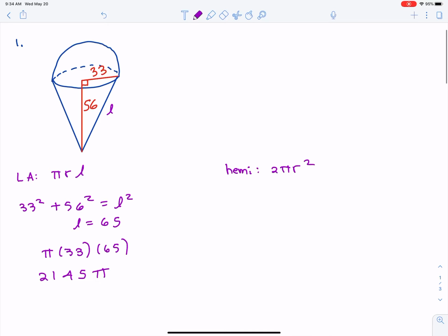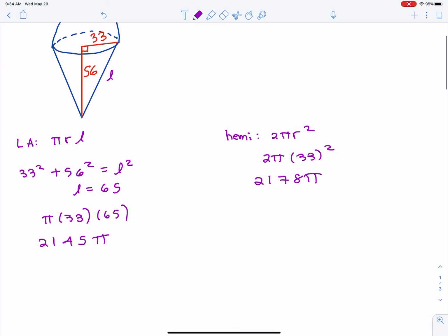The hemisphere is 2 pi, and this is 33 squared. So 33 squared times 2 is 2178 pi. Okay, so now in order to find the total surface area, I'm going to add these two figures together. So my total is going to be 2145 pi plus 2178 pi.